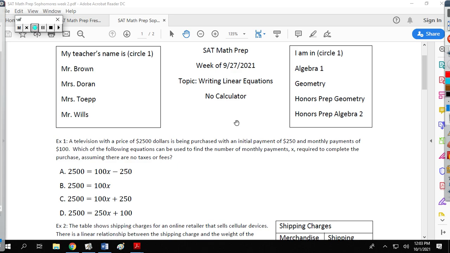We're going to continue to work with the writing linear equations topic this week. However, this week's paper is no calculator. You should be bringing your calculator with you to these sessions every week. But this week we don't get to use them.